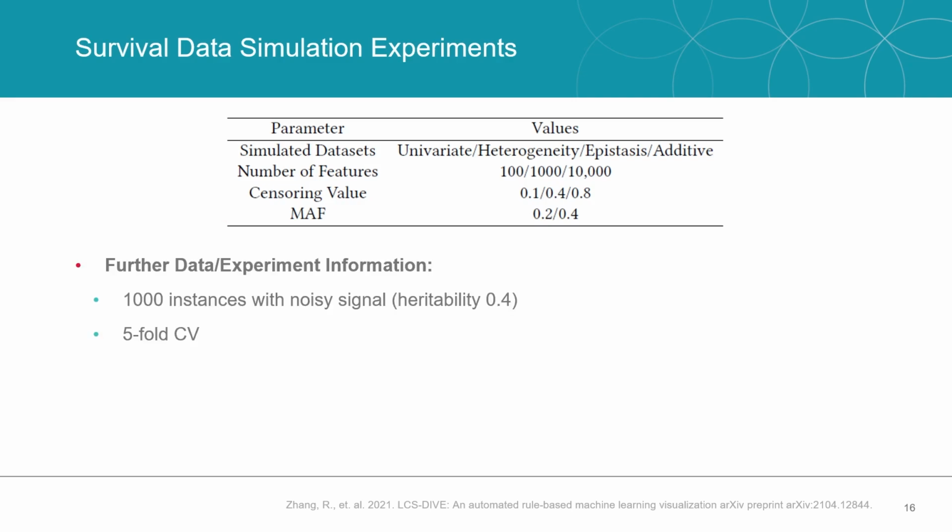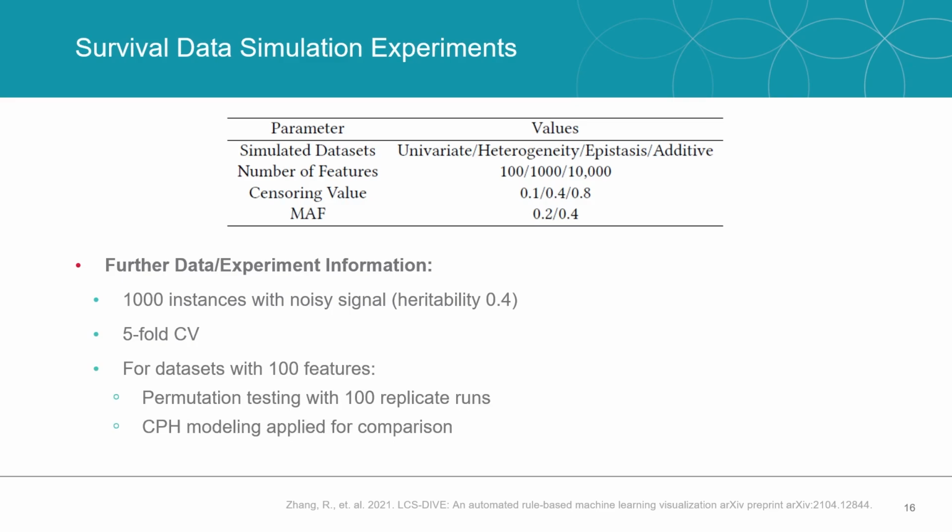All of these datasets had 1,000 instances in each, and were simulated with pretty noisy signals. Also in all the experiments, we used 5-fold cross-validation. For the datasets with only 100 features, we further applied permutation testing using 100 replicate runs, and for comparison, trained Cox proportional hazard models to compare to our Survival-LCS approach.